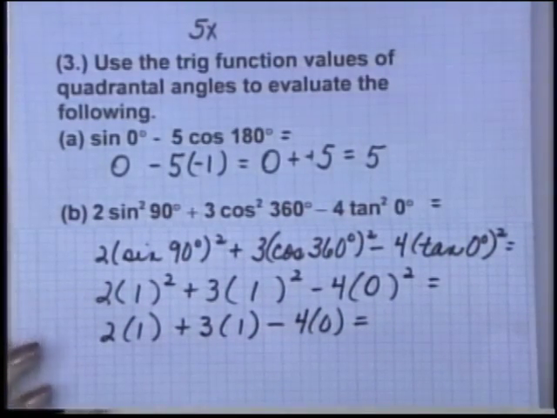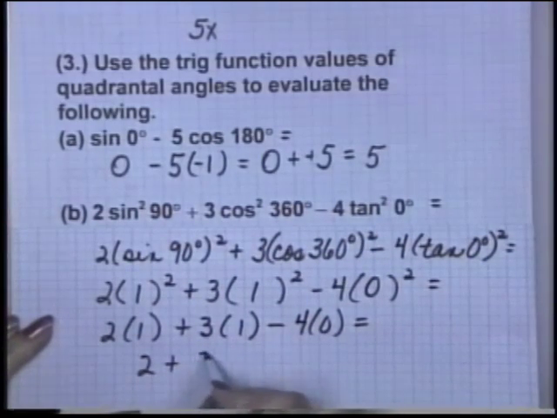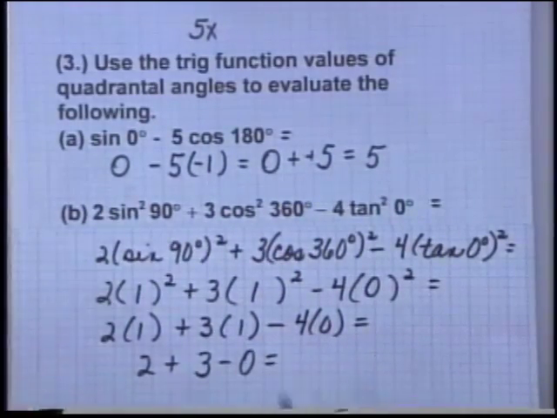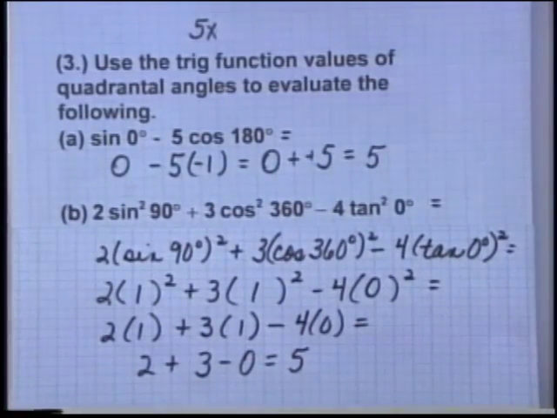And now order of operation says multiply. 2 times 1 is 2. 3 times 1 is 3. Minus 4 times 0 is 0. And then when we add 2 plus 3 minus 0, we get 5.